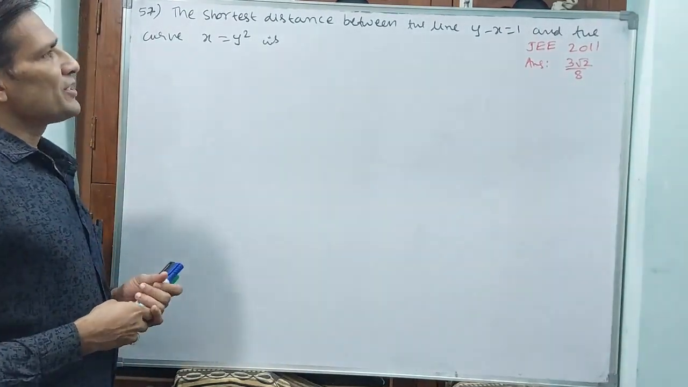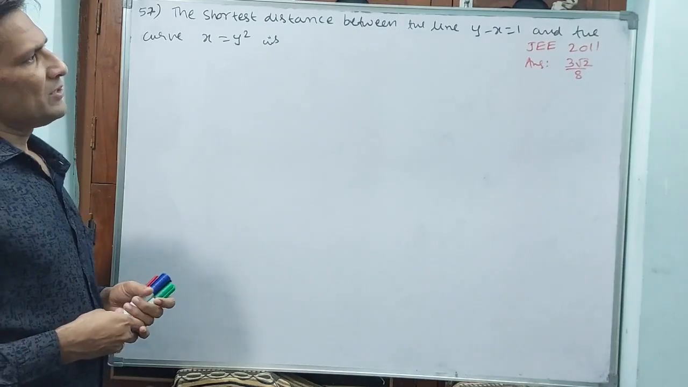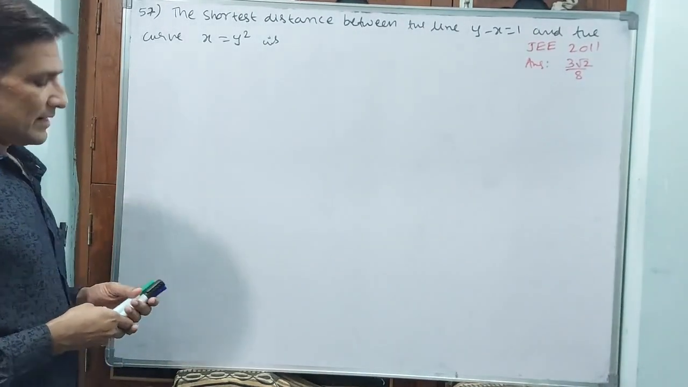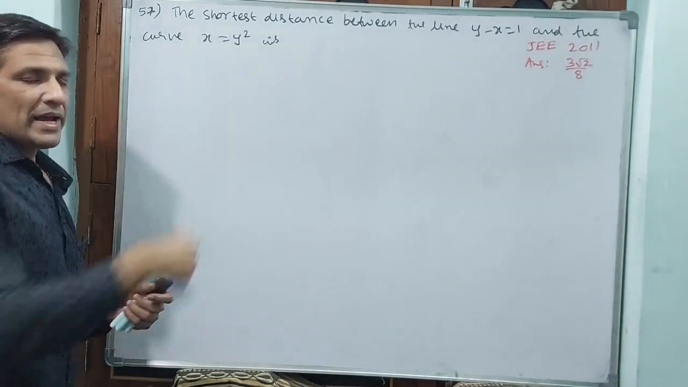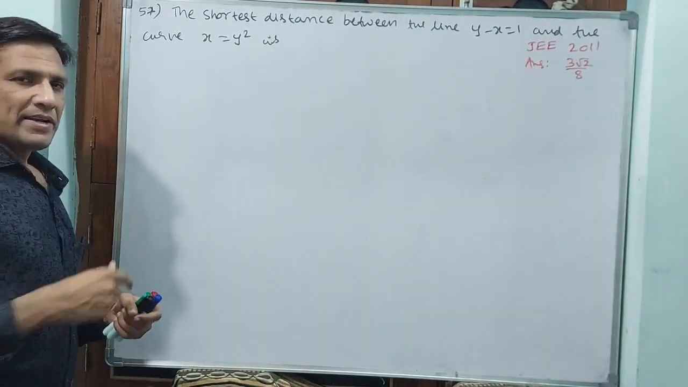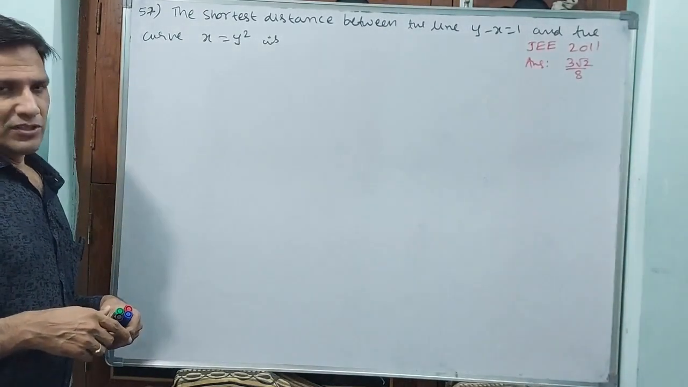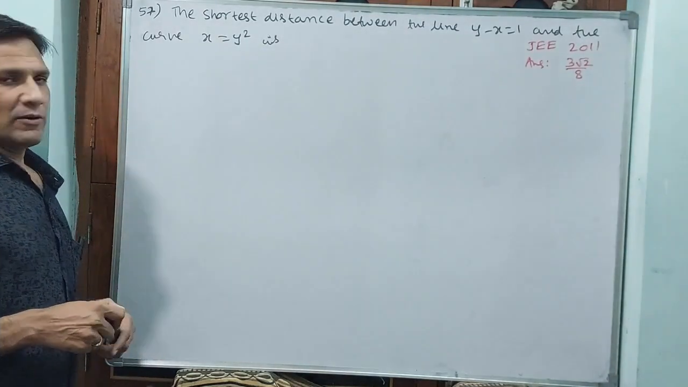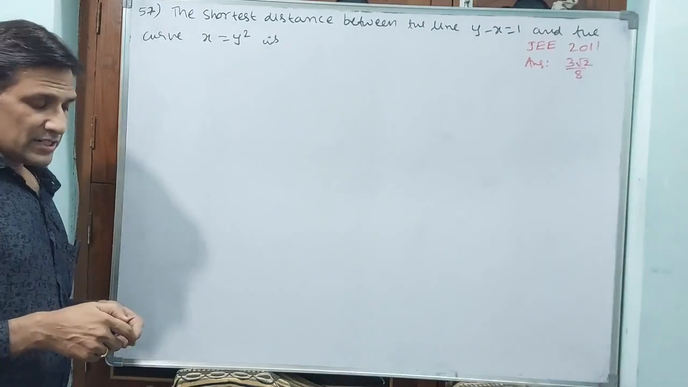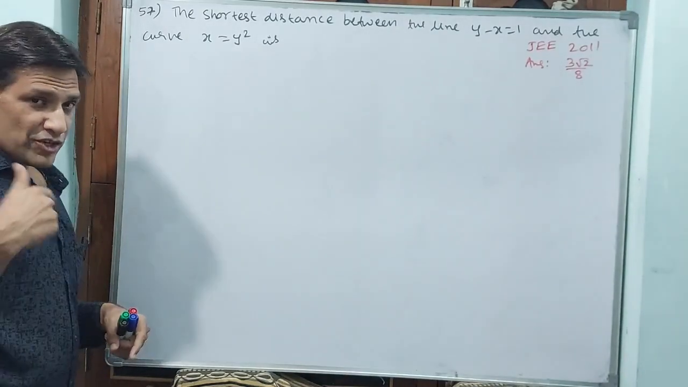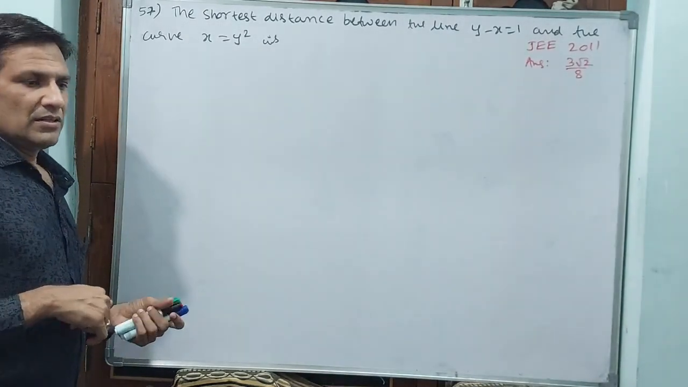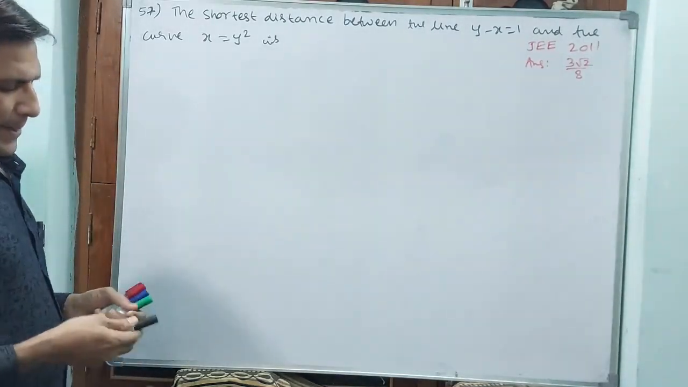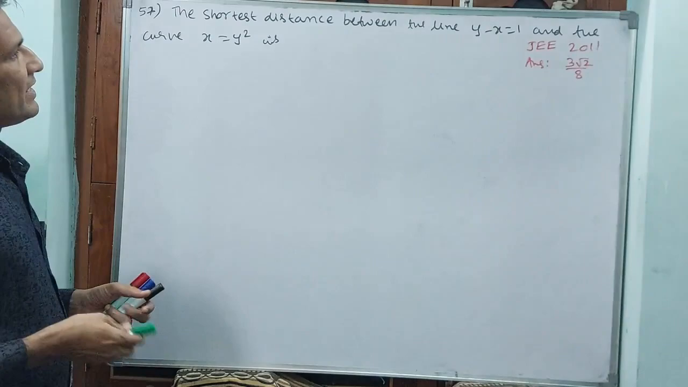The shortest distance between the line y minus x is equal to 1 and the curve x is equal to y square. See, one curve and one line are there. You have to find the shortest distance between these two, the shortest distance between the line and the curve. Shortest distance means here you have to differentiate the distance. We know perpendicular distance.